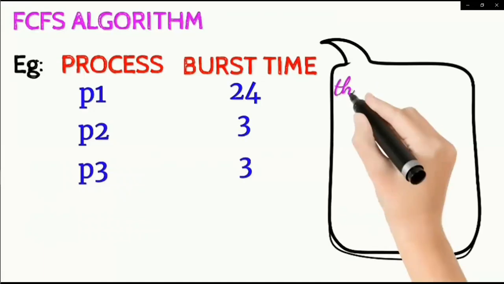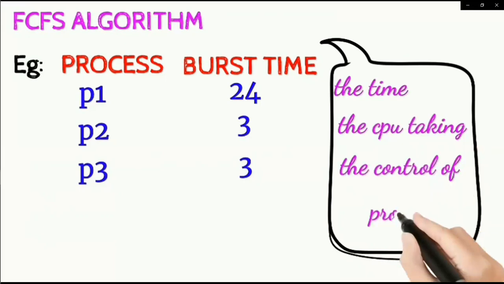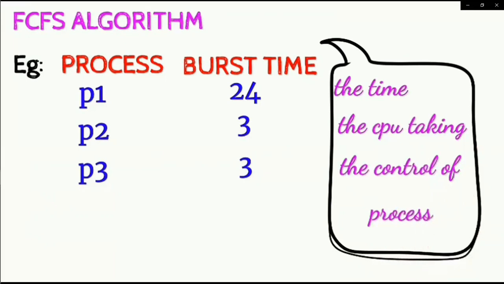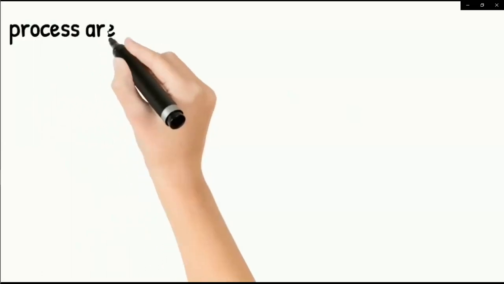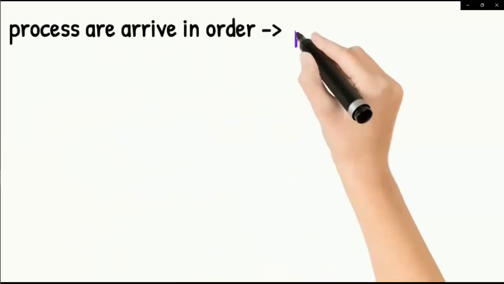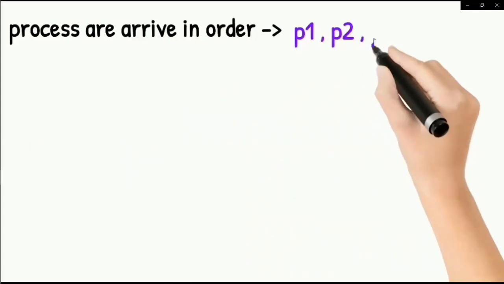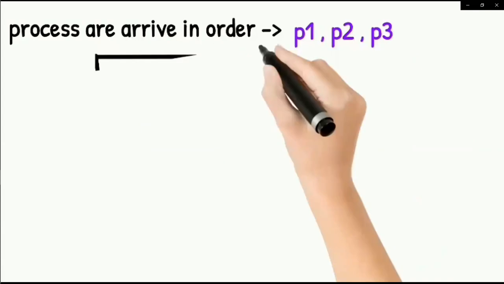What is a process? The program that is currently being executed, that you call a process. What is burst time? Burst time means how much time the CPU is handling this process, that you call burst time. Suppose the processes arrive in order P1 and then P2 and then P3.